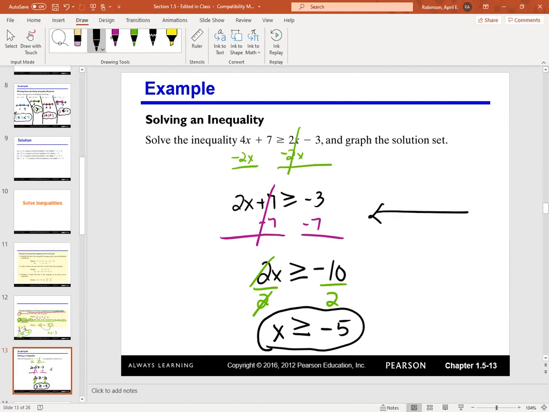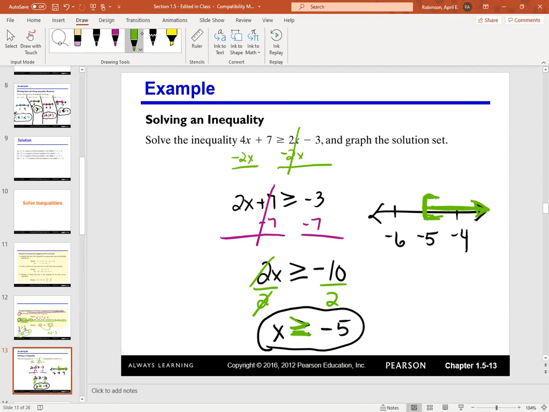So I've got to draw a number line. Here's -5. Down here would be -6. Up here would be -4. It's an equal to, so I'm going to need a bracket on the -5. And then it's greater than, so the bracket has to be bracketing in the greater than direction. The little lines have to be going in that direction, and then draw an arrow in that direction as well. And that is the graph.